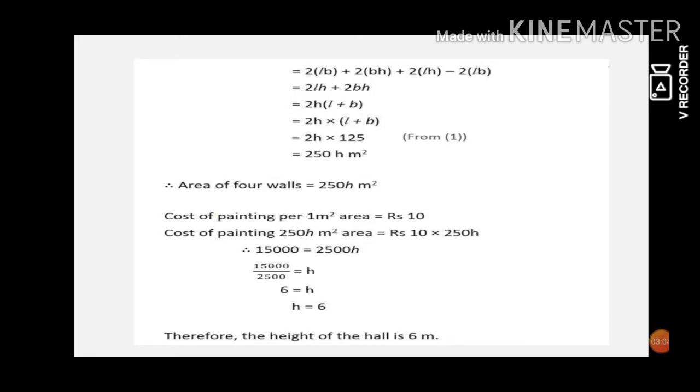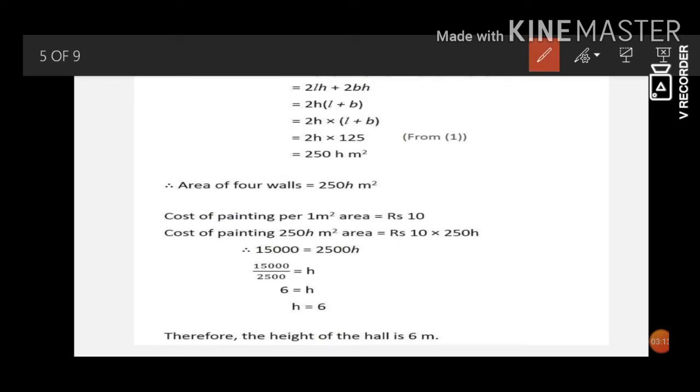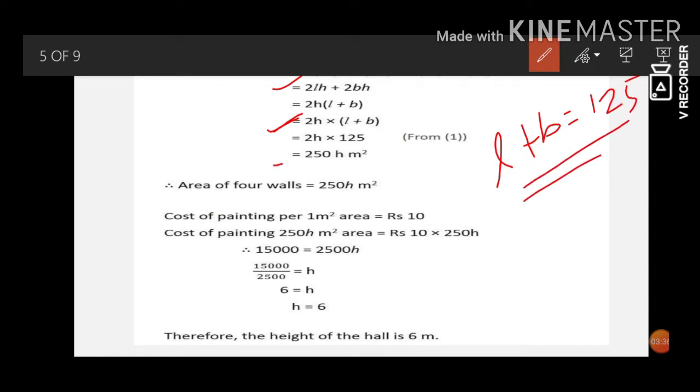We will get 2LB plus 2BH plus 2LH minus 2LB. So the first 2LB and the minus 2LB will cancel each other off and we will get 2LH plus 2BH. If we take common, then we will get 2H into (L plus B). Now we already know the value of L plus B is 125 from equation 1. We will substitute the value, so we will get 250 into H meter square. This is the area of the walls.